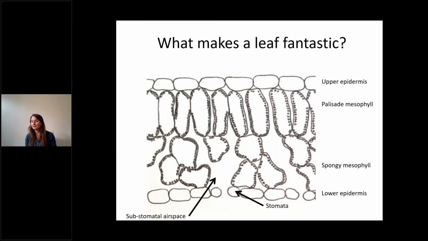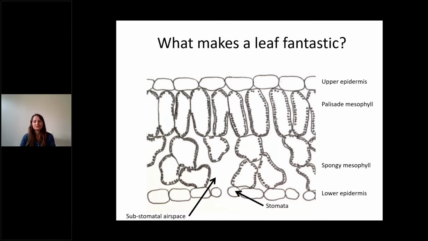So the obvious first question, in terms of my presentation, is what am I defining as a fantastic leaf? Here we have a cross-section diagram of a typical dicot leaf. I'll say that I'm not specifically obsessed with dicots. Monocots have great leaves too, for any monocot researchers joining in today. But most of my work has been on Arabidopsis, mostly because of the genetic resources available, though I have also done a bit of work in rice during my time in the Fleming lab at Sheffield.